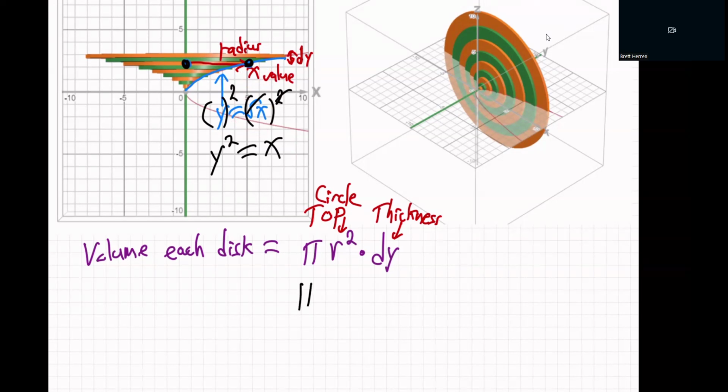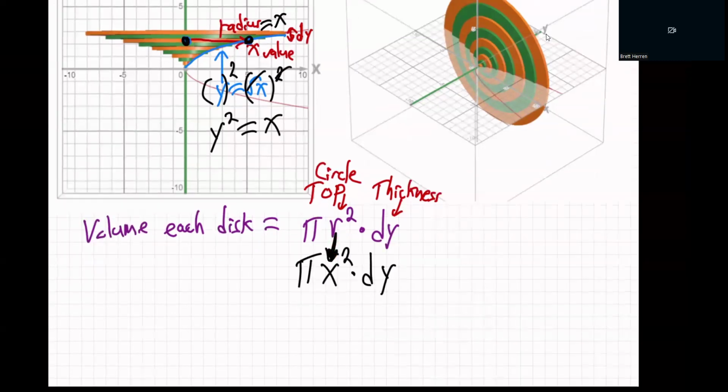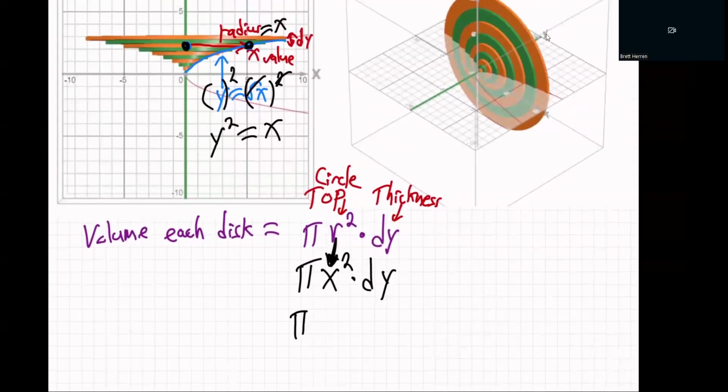So this is going to become pi x squared dy because again, x is the radius. All right, you tracking with me? X is the radius from the middle to the edge. That's the x value. So the radius is x. But x squared, what is x? X is y squared. So now we've got it.